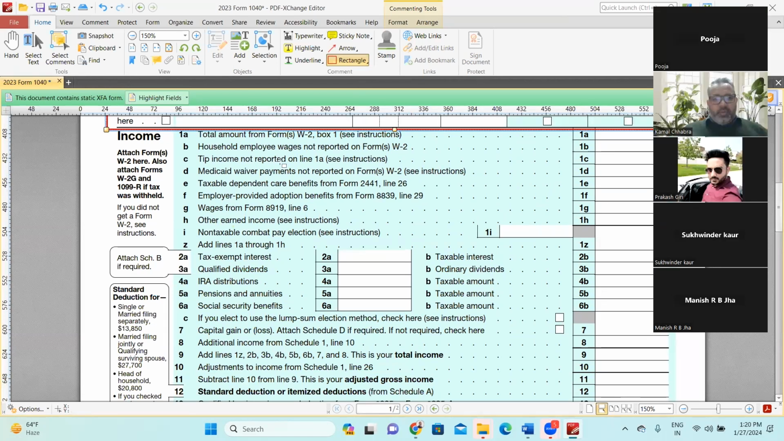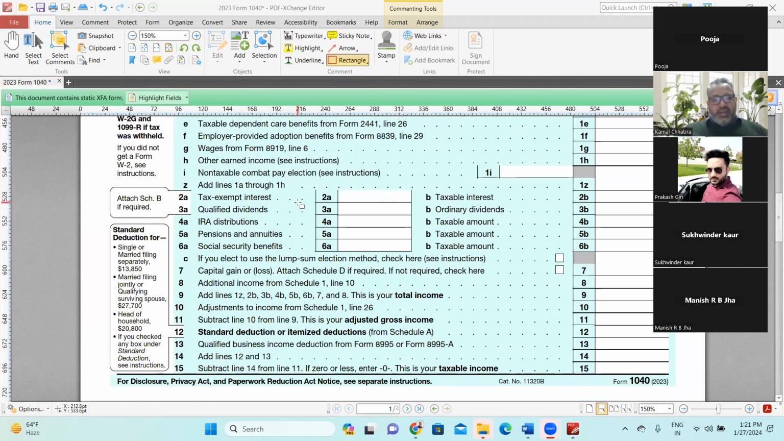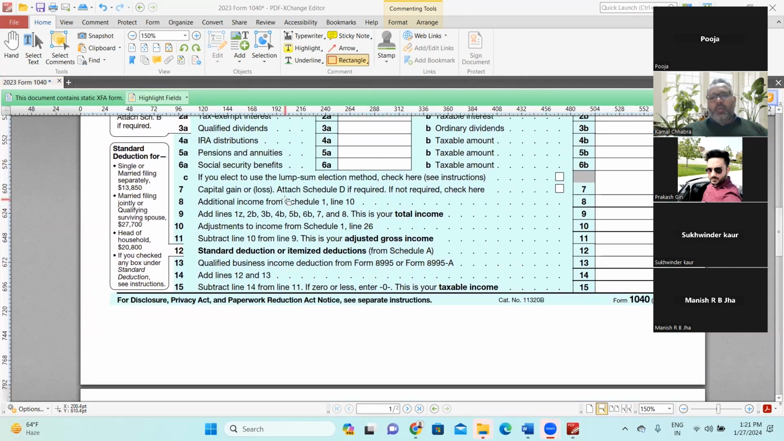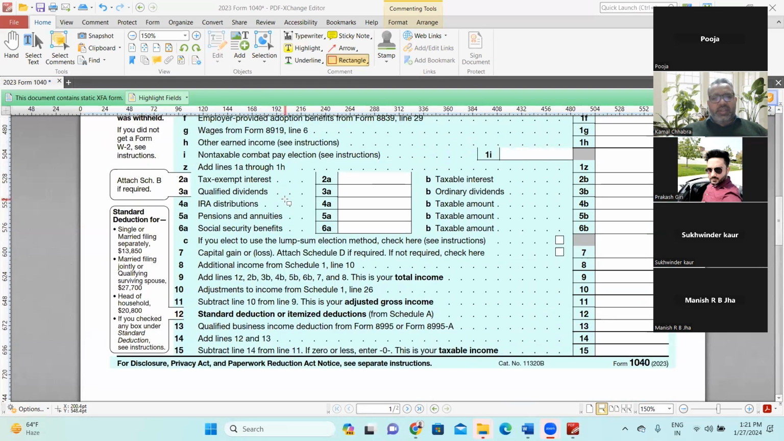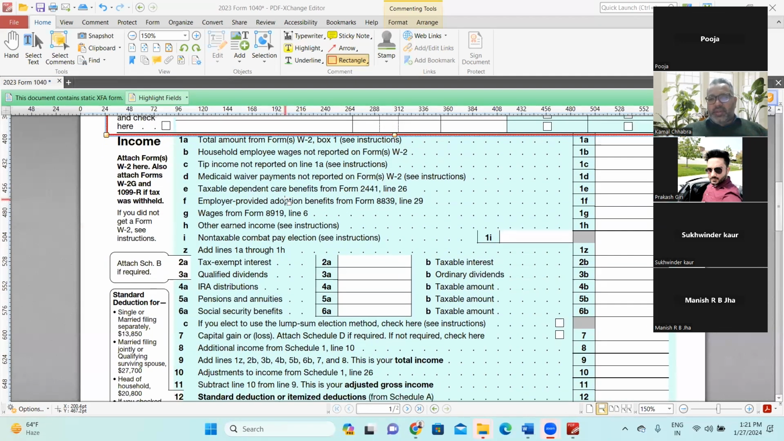So you need to provide income from wages and salary, which is coming in the W2, right? Household income, tips income, medical income, employer benefits, any wages, right? Earned income, any exempt income, all those things you need to provide in the respective section. So this is the section where you need to provide the respective category of income.